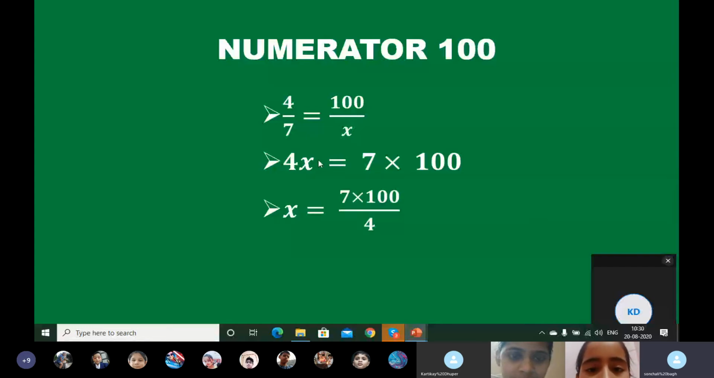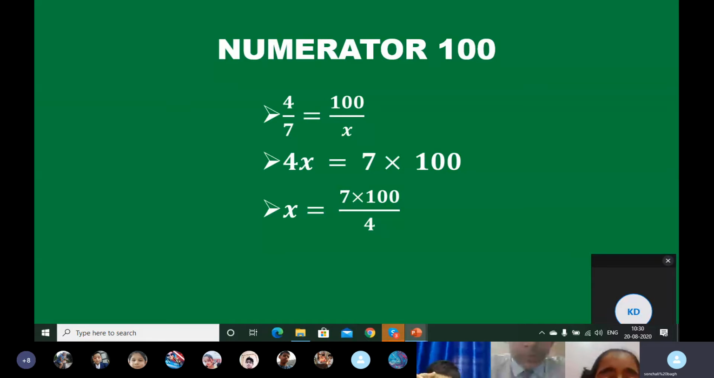So now we will keep the variable on the LHS and take the number to the other side. You can see there is 4 going from LHS to RHS. When a multiplied number goes to the RHS side, it becomes a division number. So 4 was in multiplication, and when it went to the RHS, it was converted into division. So the number changed to 7 into 100 whole divided by 4.